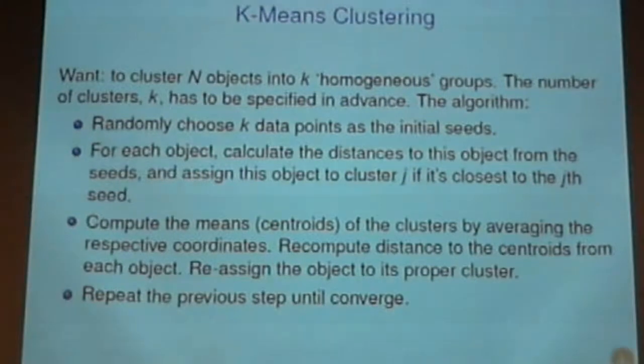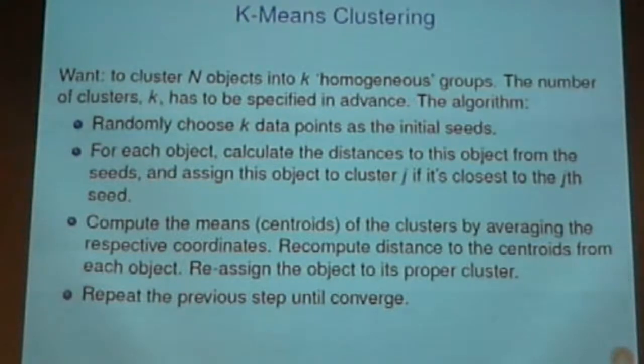This is the so-called traditional K-means clustering. You want to cluster n objects into, say, K homogeneous groups. As I mentioned, the number of clusters K has to be specified in advance, because K-means clustering is one of these partitioning methods. The algorithm will randomly choose K data points as the initial seeds. Well, that's one way.